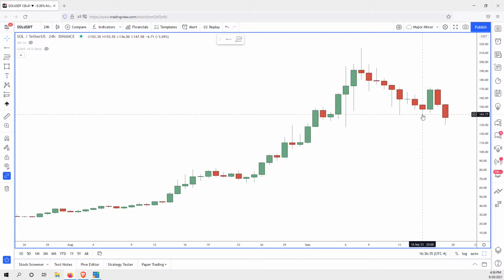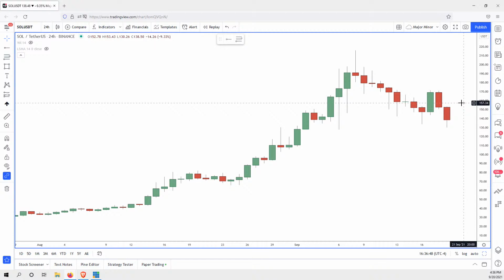If we use this pin bar as an example, 153.55 and the low is 134, you're looking at what, 19 points of risk? So you round that to 20 points, right? If your typical risk is 20 points, you need to make a minimum of 20 points, otherwise you're wasting your time. So that's if you can get that.